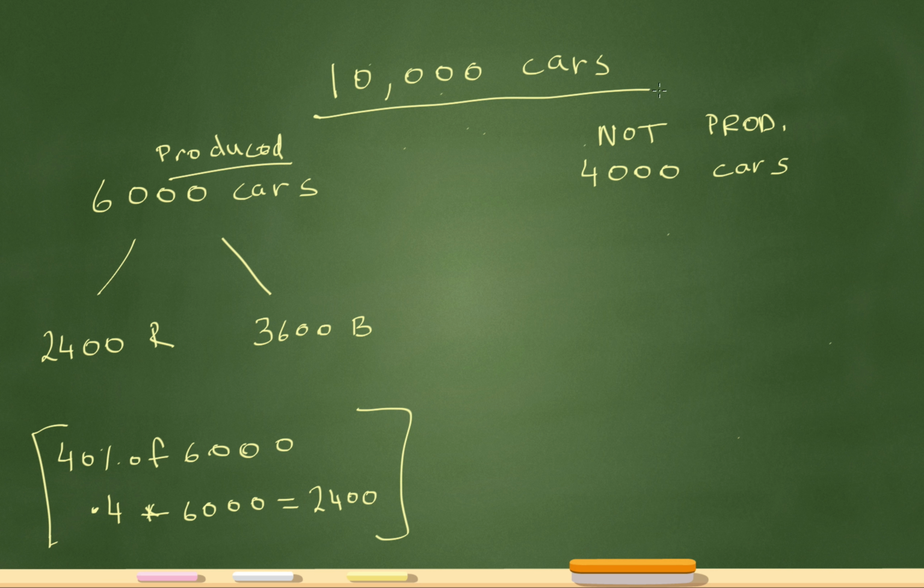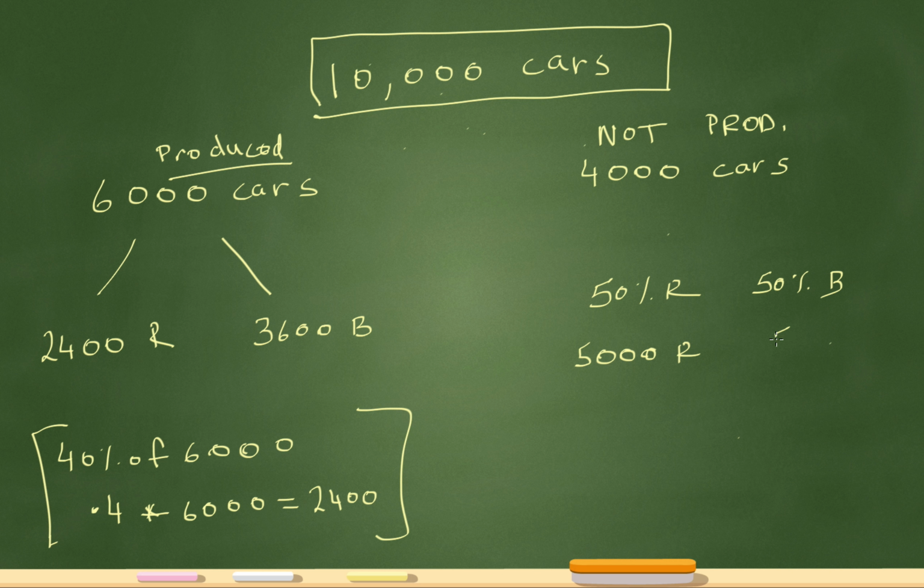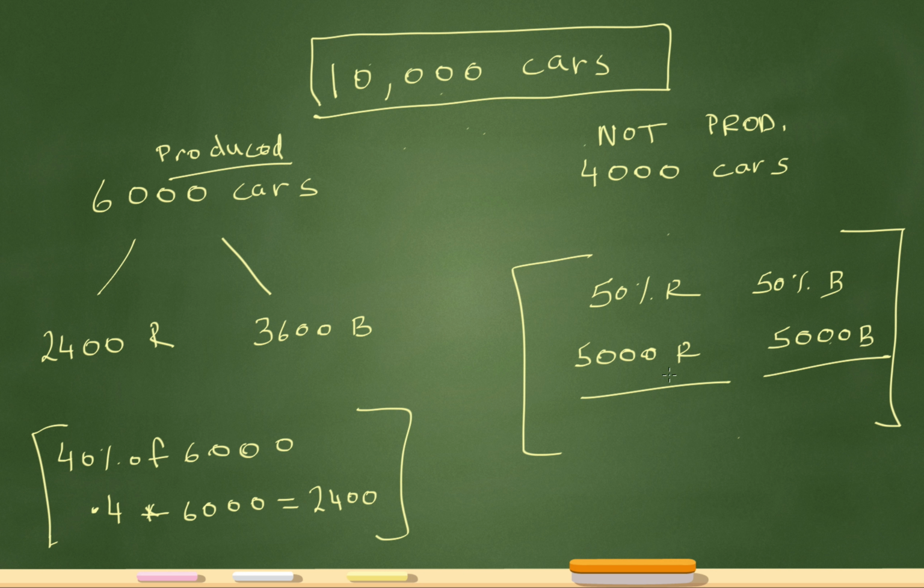So see how there's 10,000 cars in total? I know that I want 50% red and I want 50% blue. So that means I want 5,000 red and I want 5,000 blue. That's how I'm going to get 50% and 50%, right? Now the question is saying how many of the remaining 4,000 cars to be produced must be red.